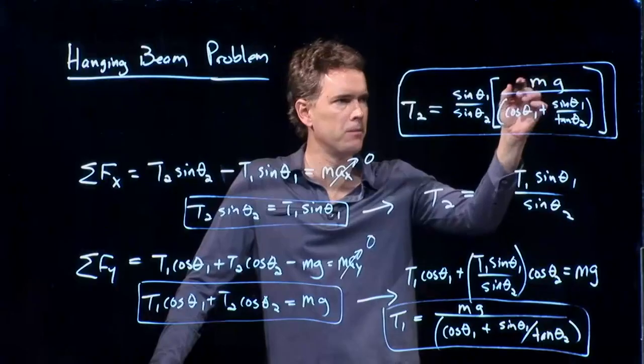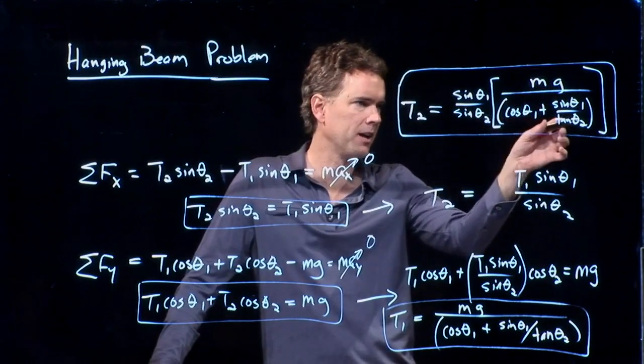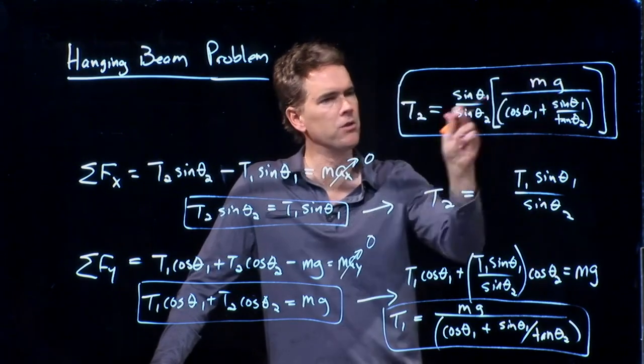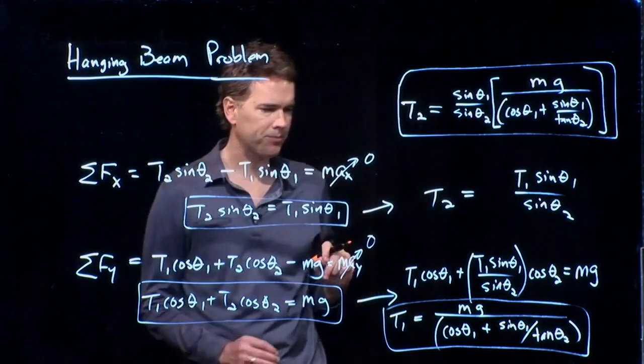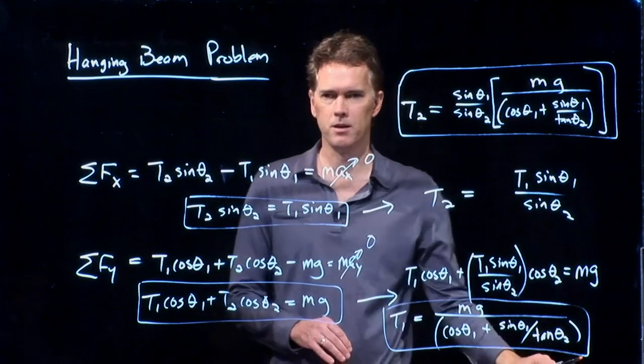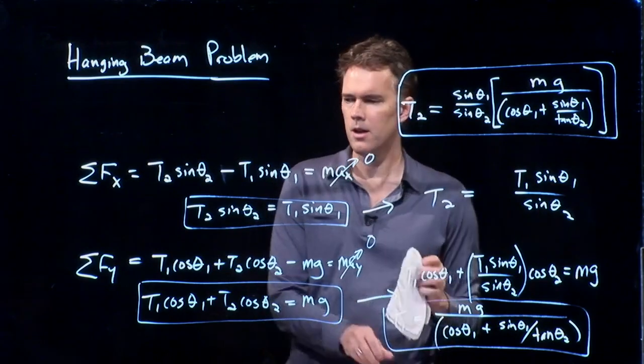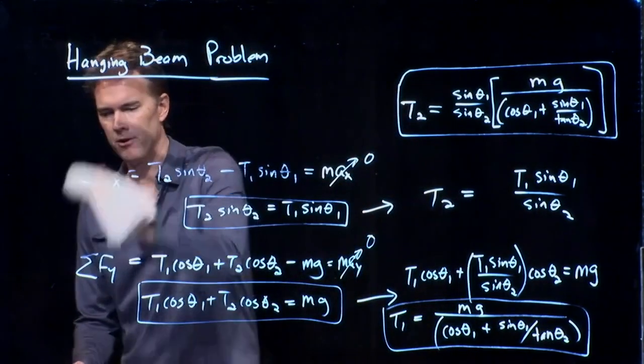Remember, I said that when you do these problems, keep your variables all the way to the end, because that's going to allow you to check some stuff. What we can check pretty easily are the units, right? Mg is force. All the sines, cosines, and tangents are unitless. So force here, newtons, force there. Good. Let's take a look at a limit which is perhaps a little bit more difficult to see, but I'm sure you know the answer already.